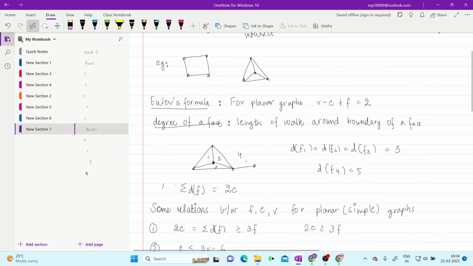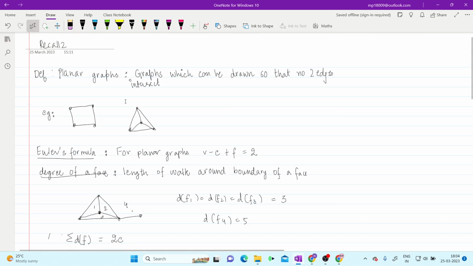Now this was about chromatic number and chromatic index. Now the last topic was planar graphs. So what are planar graphs? Is there any question? So planar graphs are basically graphs which can be drawn so that no two edges intersect.